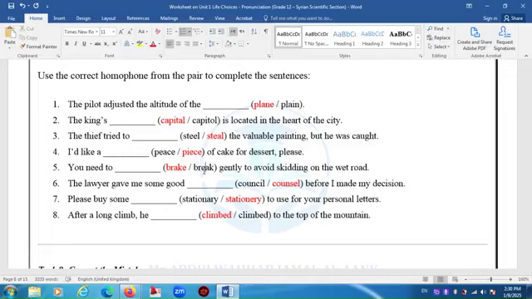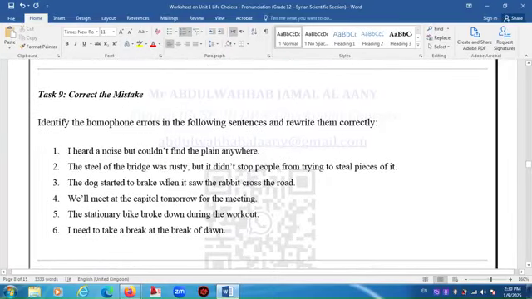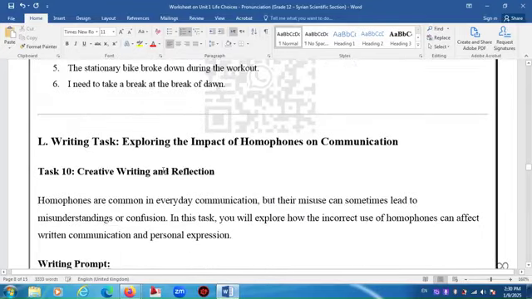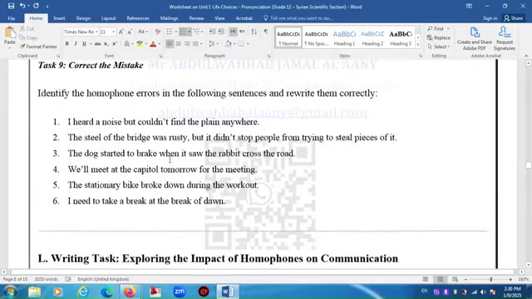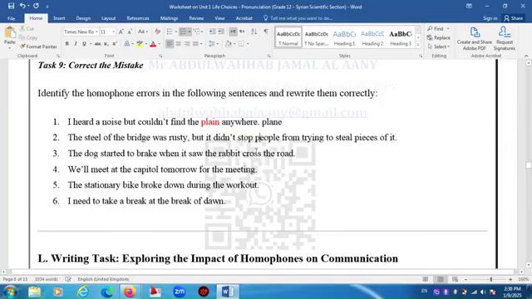Okay, let's move on. Correct the mistakes if there are any. Read with me, please. Identify the homophone errors in the following sentence and rewrite them correctly. I heard a noise but couldn't find the plane anywhere. That's the wrong one, and the plane is the correct word.